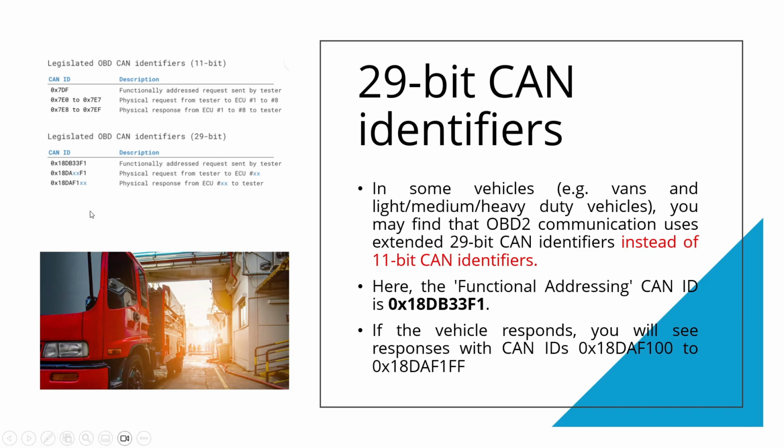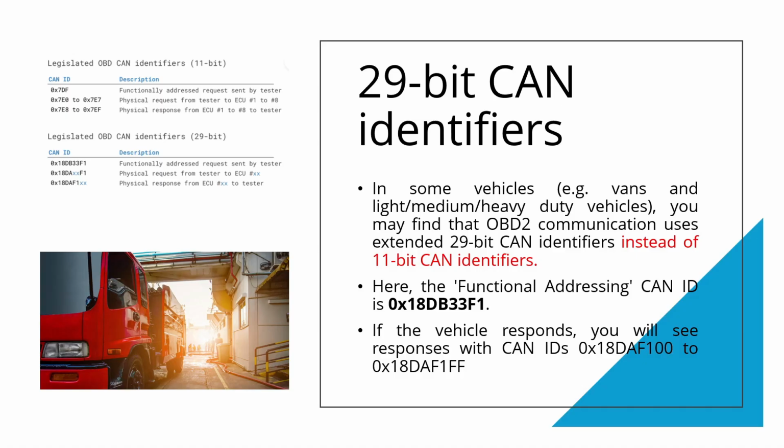Under the 29-bit addressing scheme, the hexadecimal 18DB33F1 is used as a functional address. This functional address is making a simple common request to any ECU, asking that if you have any diagnostic information, respond. This is called functional addressing. So under functional addressing, a common request is made to all the ECU units, electronic control units, to respond if they have any diagnostic data.